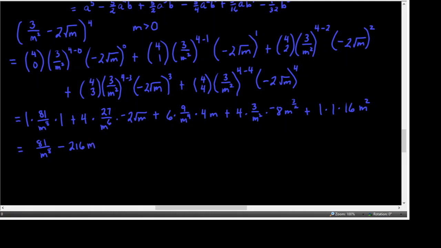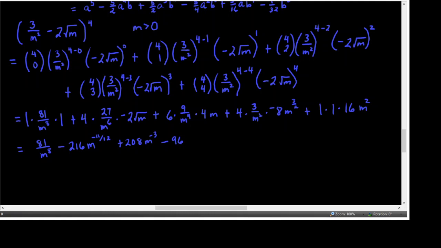And then m to the 1/2 divided by m to the 6th. To divide powers with the same base, you subtract, so 1/2 minus 6 is negative 11/12. Okay. Then 6 times 9 is 54, times 4 is 208, so plus 208. M divided by m to the 4th is m to the negative 3rd. And then 4 times 3 is 12.